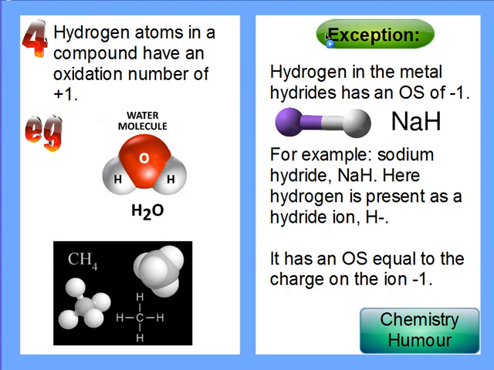there are often exceptions in the rules in chemistry. Hydrogen in the metal hydrides has an oxidation state of -1. So for example, in sodium hydride, the sodium ion has formed, which is Na+, which means that hydrogen, to add to 0, has to be -1.